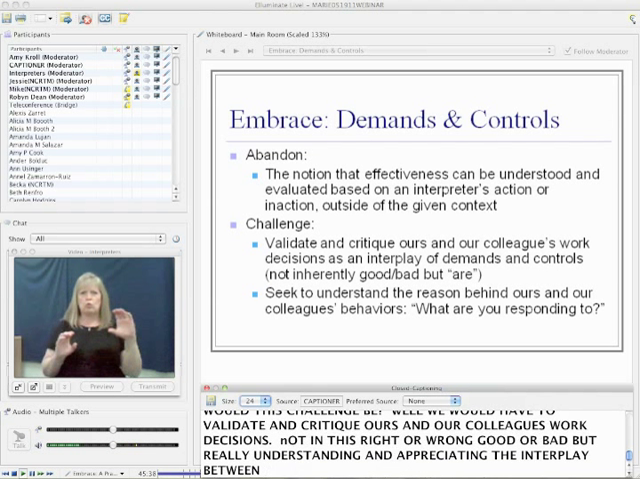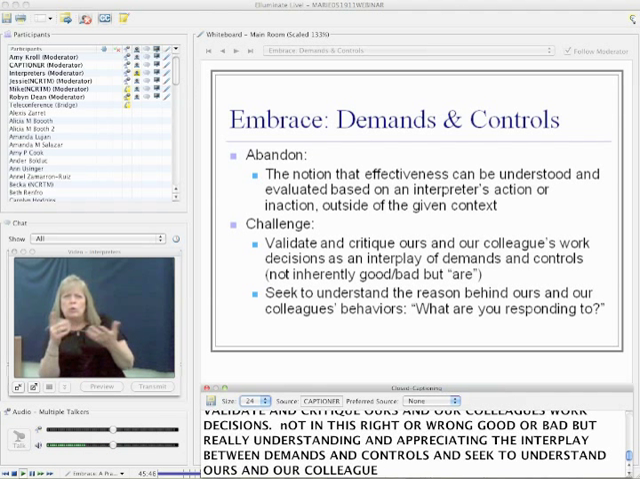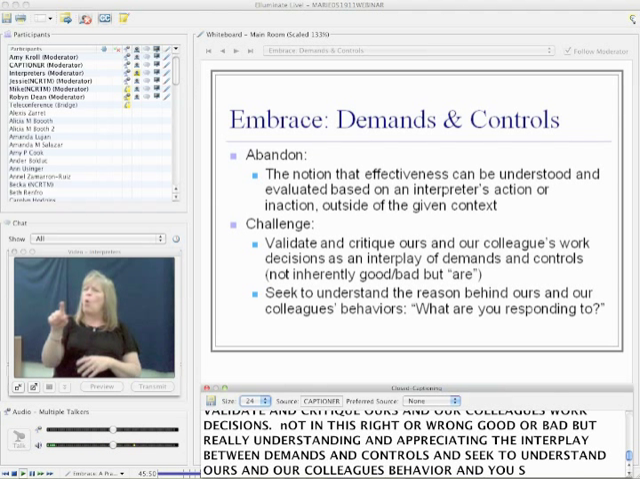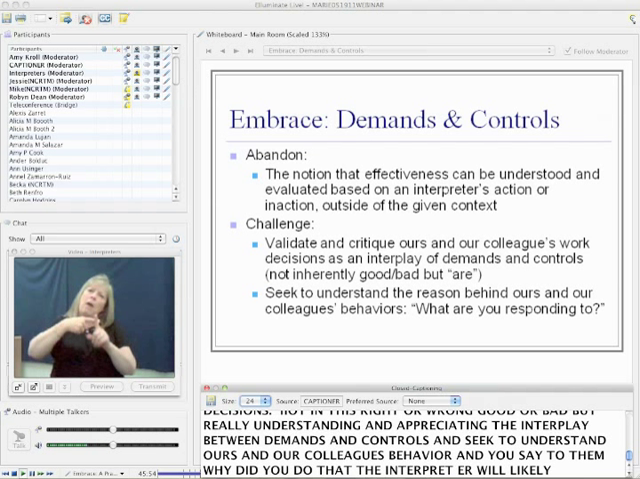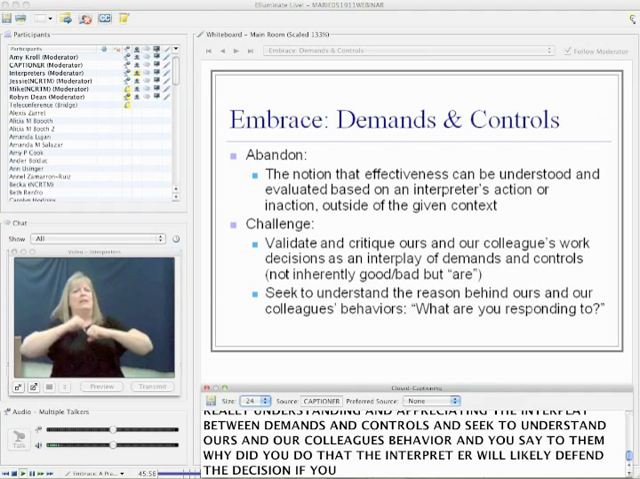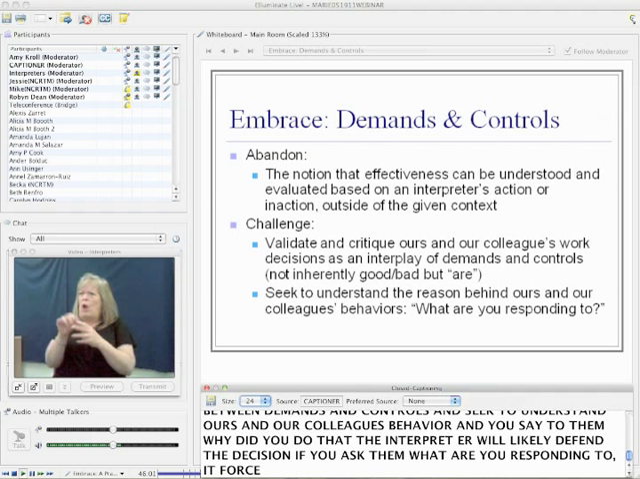And we would seek to understand the reason behind ours and our colleagues' behavior by asking them, what are you responding to? If you see a behavior of an interpreter and you say to them, why did you do that? The interpreter will likely go to the positive consequences and defend the decision. If you ask them, what are you responding to, it forces them to back up from the decision, the control, and to talk about the demands.